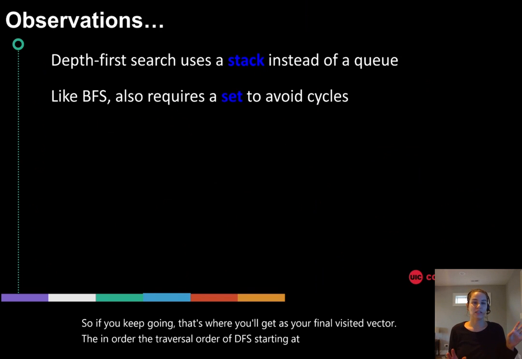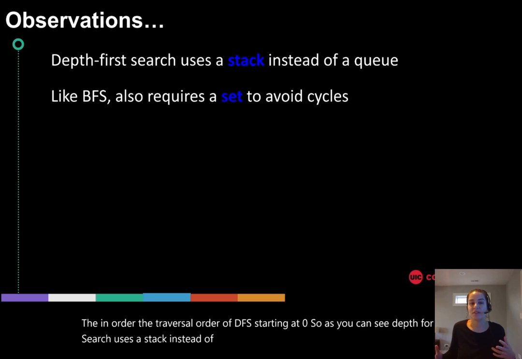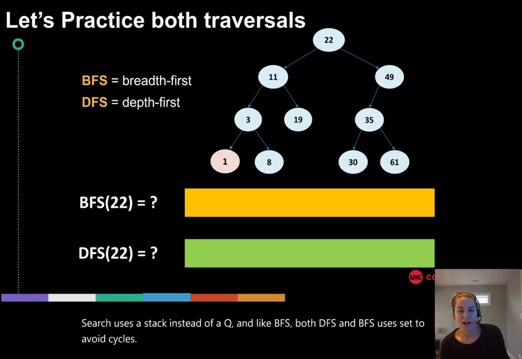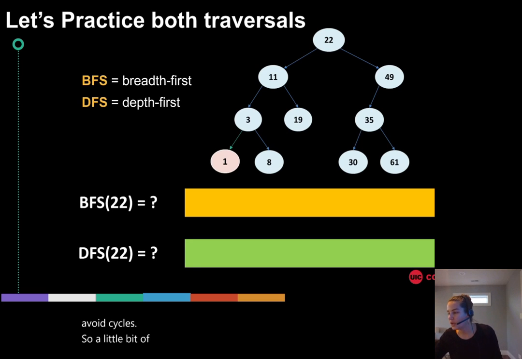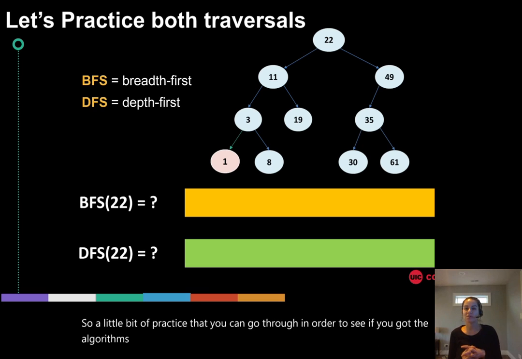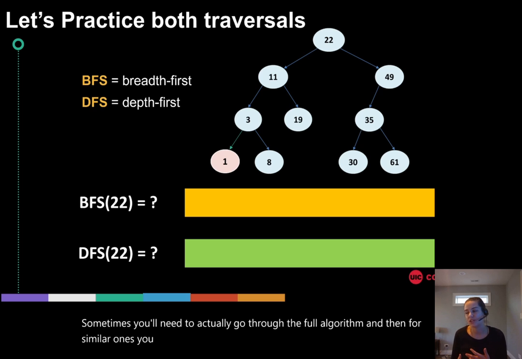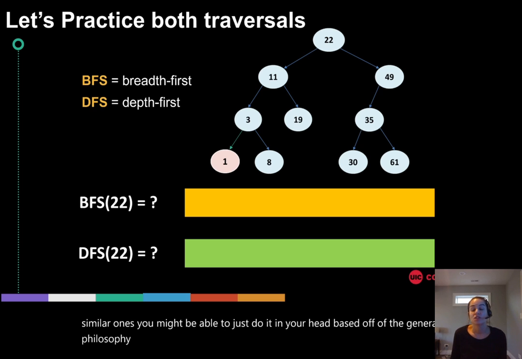So as you can see, depth first search uses a stack instead of a queue, and like BFS, both DFS and BFS use a set to avoid cycles. So a little bit of practice that you can go through in order to see if you got the algorithms down. Sometimes you'll need to actually go through the full algorithm, and then for simpler ones you might be able to just do it in your head based off of the general philosophy of the algorithm. So let's do breadth first.